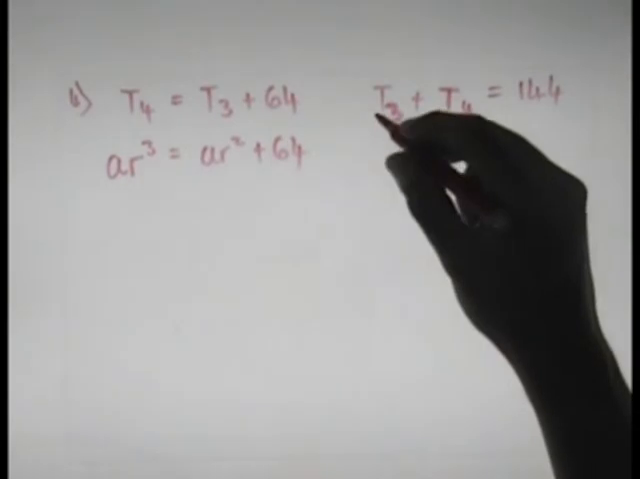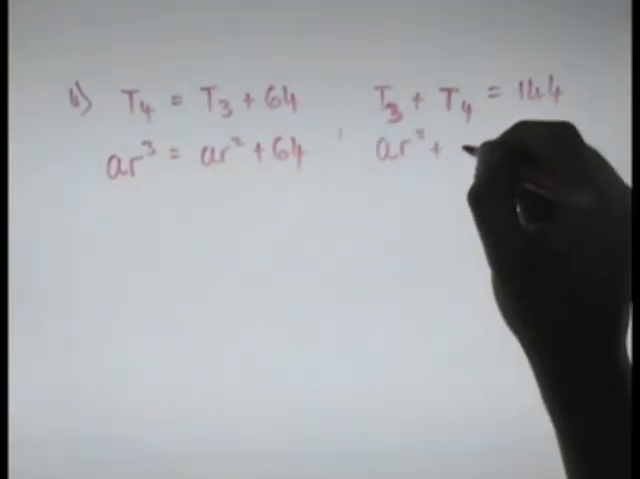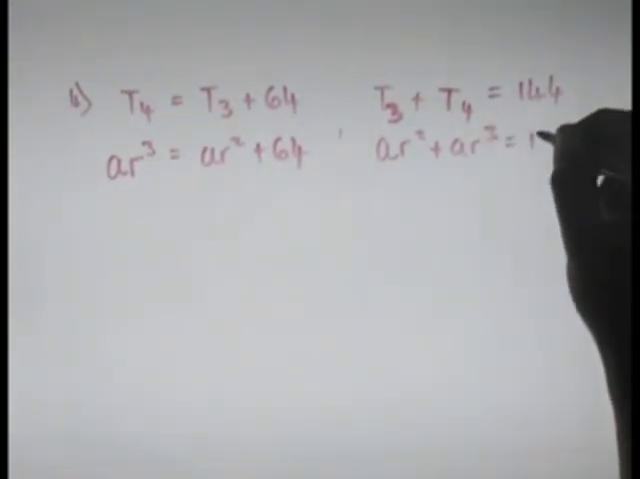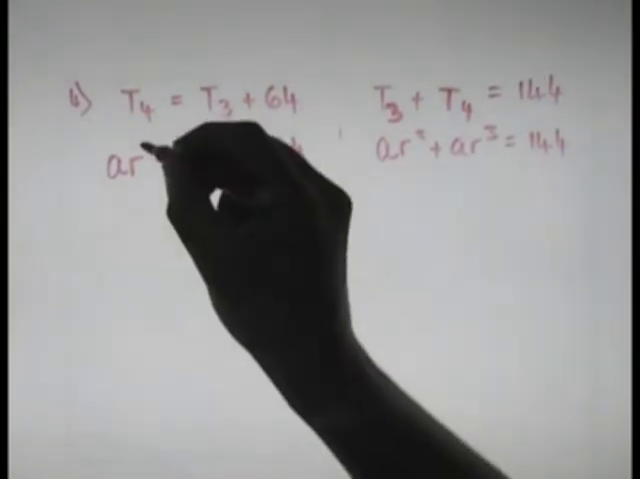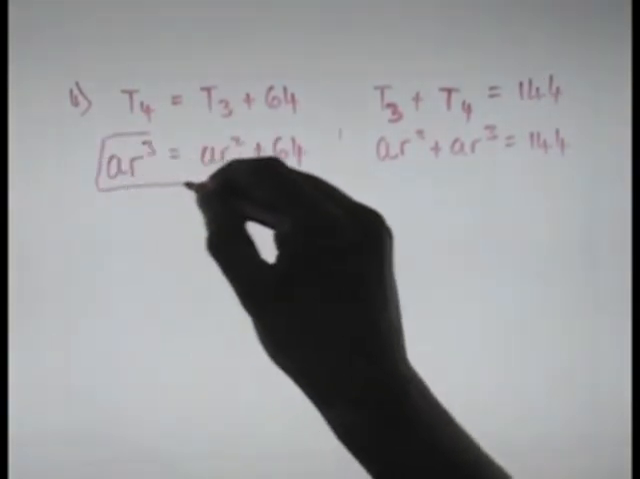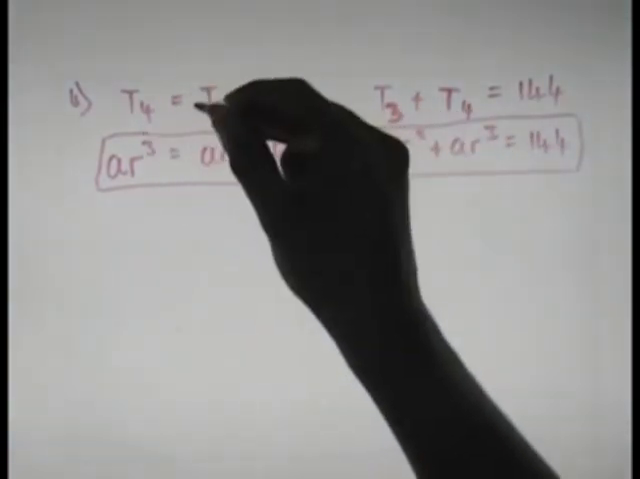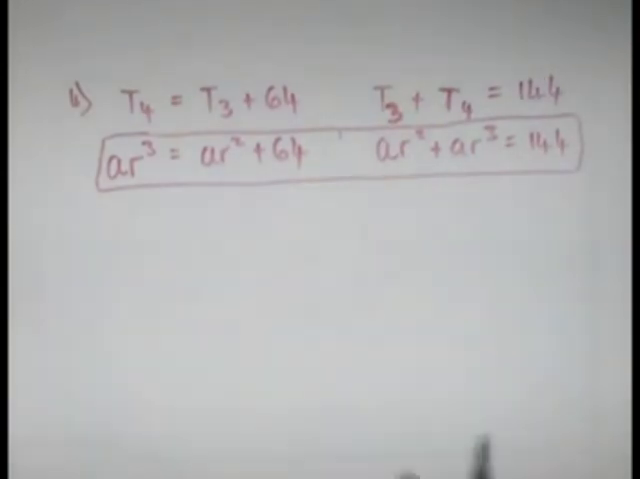And here we have ar squared plus ar cubed is equal to 144. This is a slightly tough one to do. What I'm going to do is not use this just yet. I might have to use it, but let's start by using this and getting some sort of simultaneous equations going.